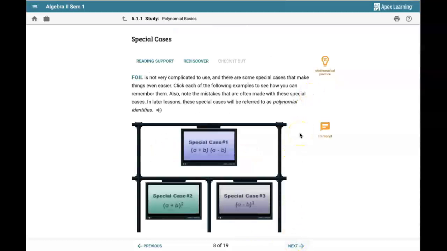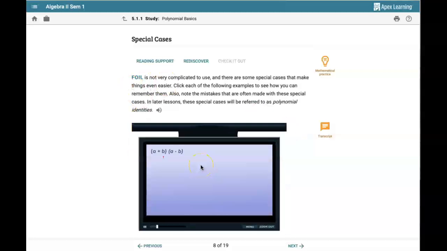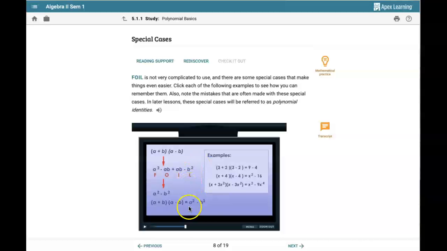However, there are some special cases of FOIL that make things a little bit easier. Just some things to identify. So this first special case here is if we have a plus b multiplied by a minus b. We've talked a lot about this in relation to perfect square trinomials, completing the square, or factoring squares. So we've seen a lot of this in different forms here. Looking at this first one, an example might be 3 plus 2 multiplied by 3 minus 2. It's going to end up with a squared minus b squared.